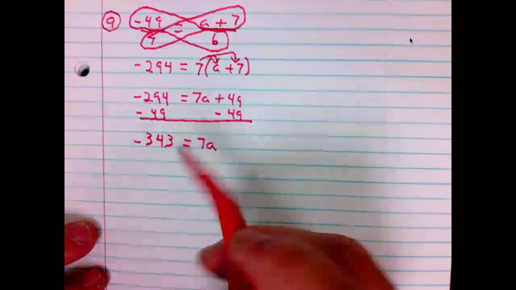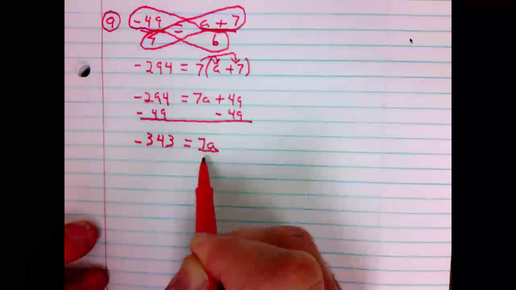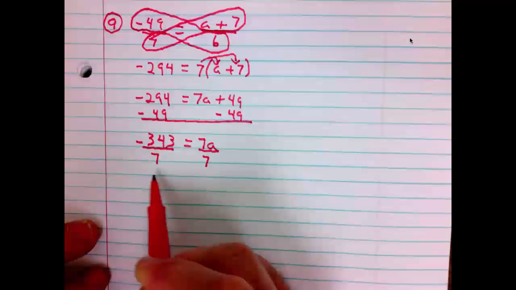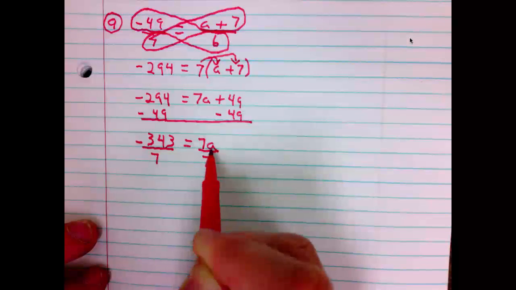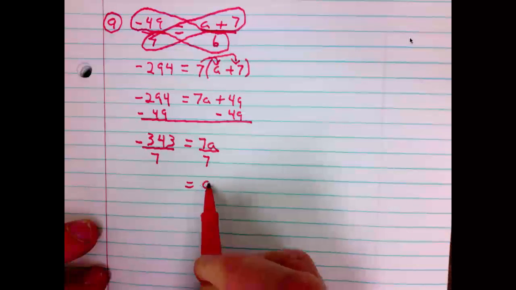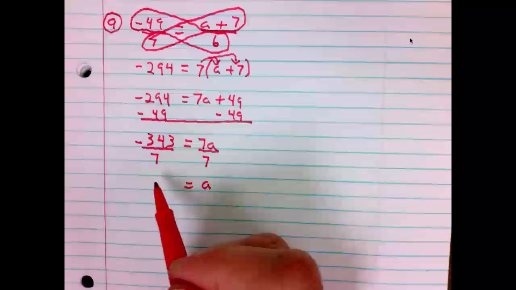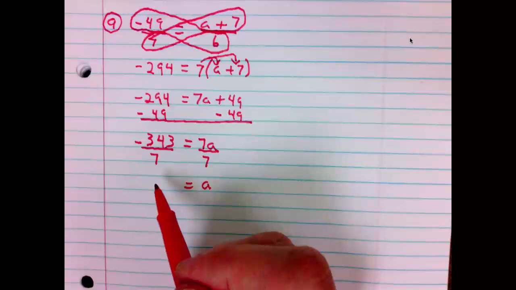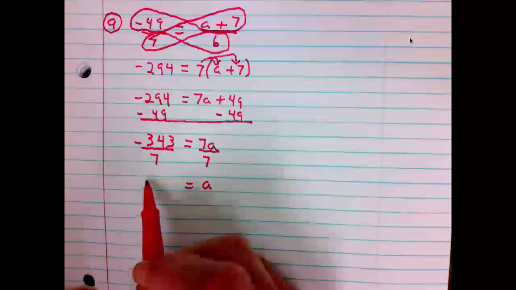Lastly, dividing by 7 on both sides. 7 divided by 7 leaves a on the right. Negative 343 divided by 7, again using your calculator, is equal to negative 49.